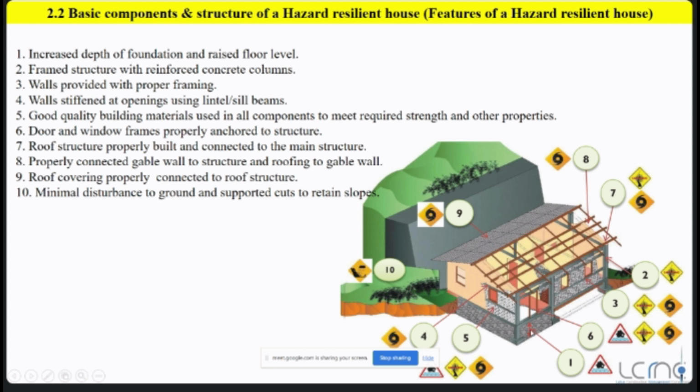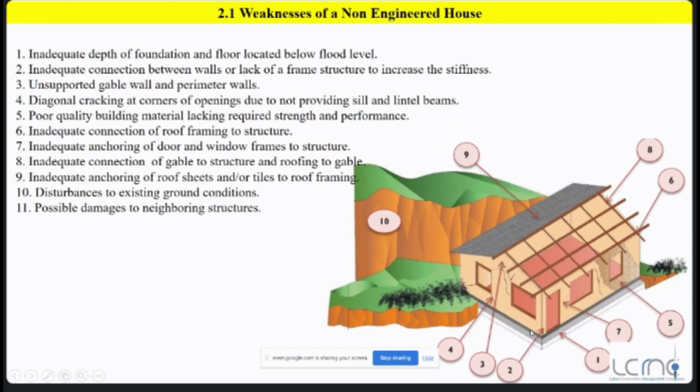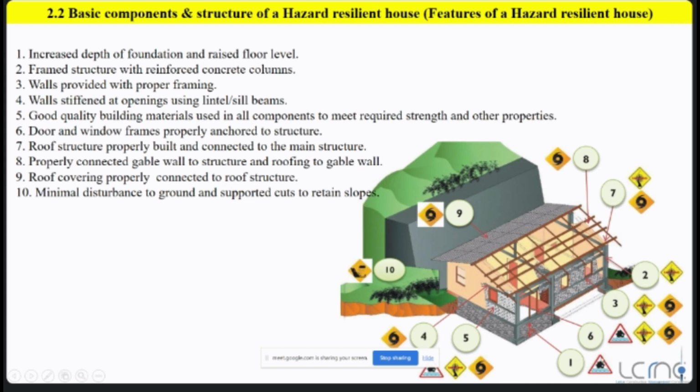Now see this image and compare with the previous image. There is no embedment depth in the foundation. You can see this number one. Now here, this number one, you can see the ground embedment of this area from the existing ground level. So what is the depth? There is a sufficient, adequate depth provided for this foundation. Number two, the frame structure with reinforced concrete columns.